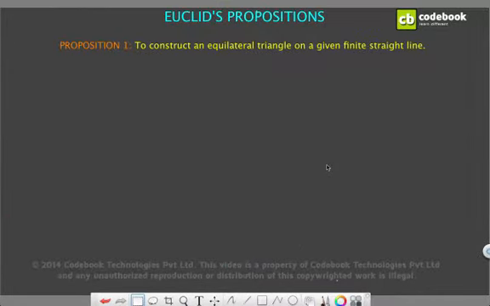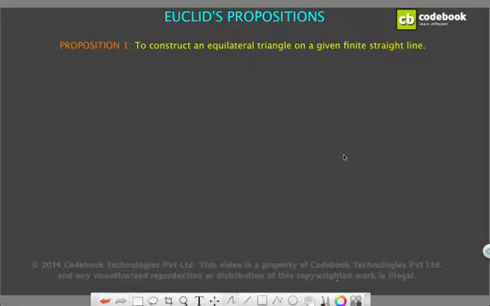Now let's learn some Euclid's propositions. Propositions are nothing but theorems. So the first proposition that Euclid gave the world is to construct an equilateral triangle on a given finite straight line. So what he means by this is, if you are given a finite straight line, you can always construct an equilateral triangle on that straight line. So let's try to prove this.